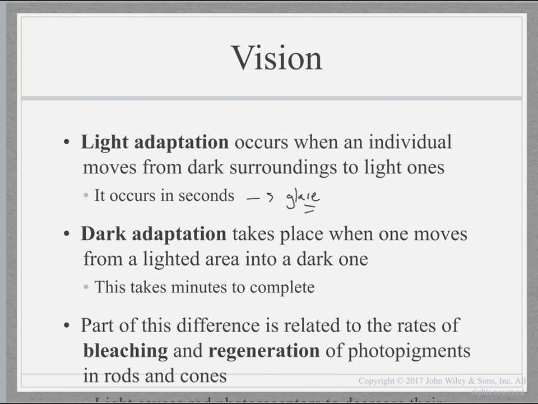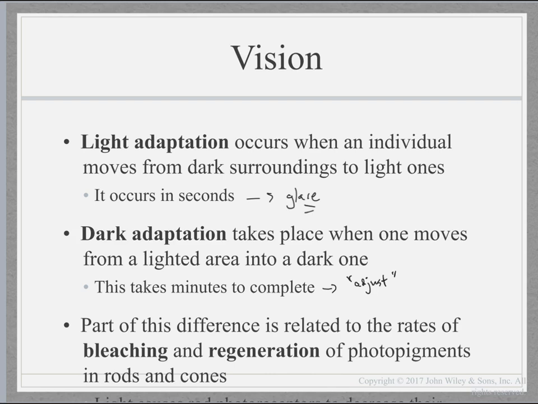Now, dark adaptation is completely opposite. This occurs when one moves from a lightened area to a darker one. This is completely different because this can take a long time. It could take several minutes for you to be able to see. Once you move from bright to dark, really all you see is black. Right? Darkness. You really have no depth of view, no perception, and it takes time for your eyes, we say, to adjust, right? So what's happening during this adjusting period? Why does it take so much longer?